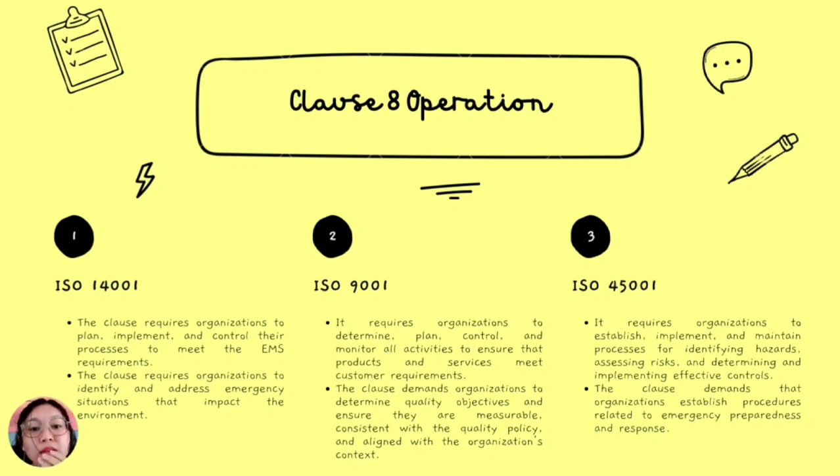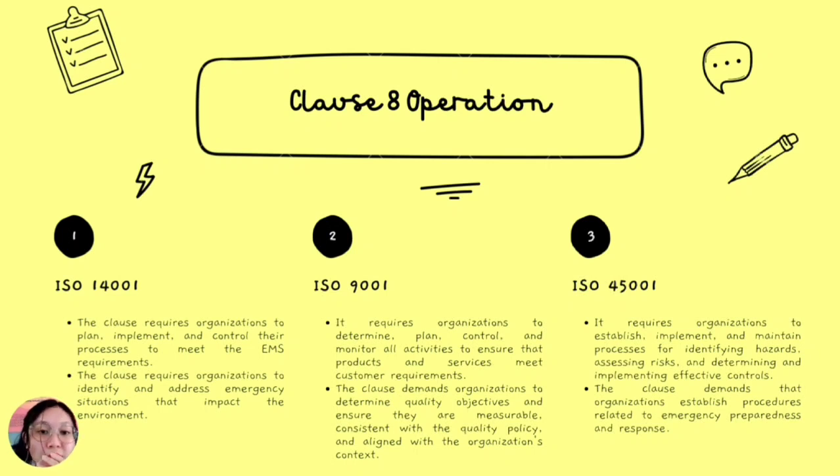The clause requires organizations to plan, implement, and control their processes to meet the EMS requirements, including establishing operational control necessary to maintain the EMS effectiveness. The clause requires organizations to identify and address emergency situations that impact the environment.